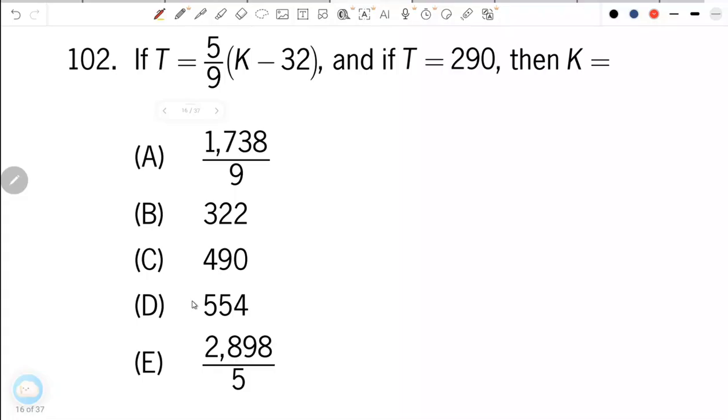I'm not using a calculator here, but 290 divided by 5 is 58. So 9 times 58 is equal to k minus 32. So k is equal to 9 times 58 plus 32. Let me check what 9 times 58 plus 32 equals: 554. So it's B.